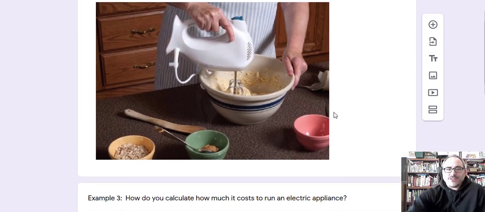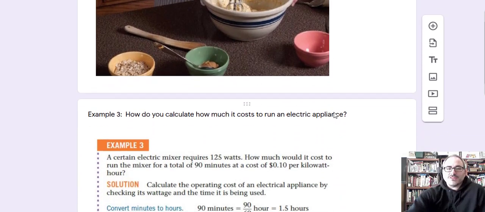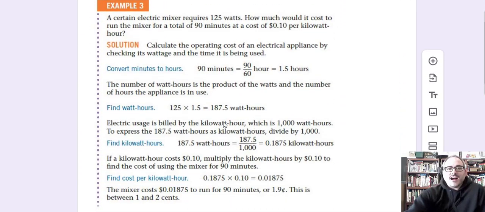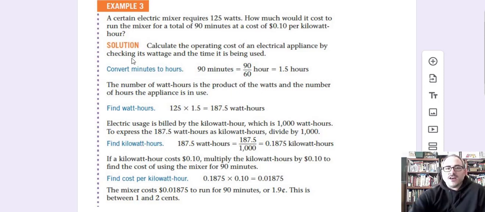All right, here's a picture of an electric mixer. For those of you who don't know what an electric mixer looks like, because I'm going to use an example of an electric mixer, I want to make sure we all know what we're talking about here. So a certain electric mixer requires 125 watts. How much would it cost to run the mixer for a total of 90 minutes at a cost of 10 cents per kilowatt hour? All right, so here's how you would solve this kind of thing.